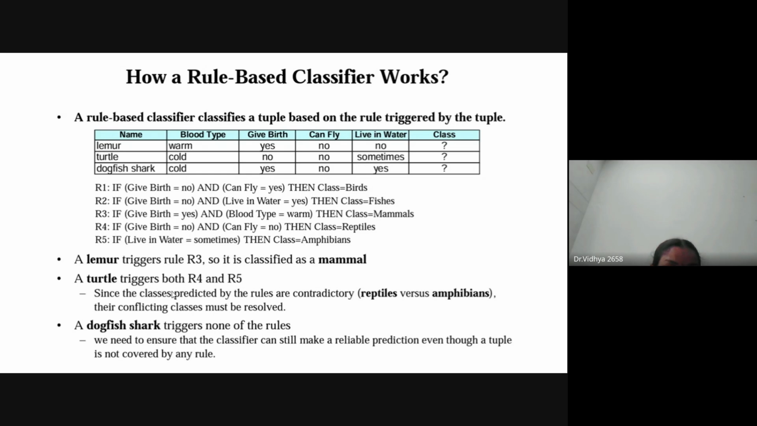Then we have to ensure that the classifier can still make a reliable prediction even though a tuple is not covered by any of the rules. So this is the task we have. These are some of the basic techniques we are supposed to remember, and depending upon the data set, the particular technique must be chosen.